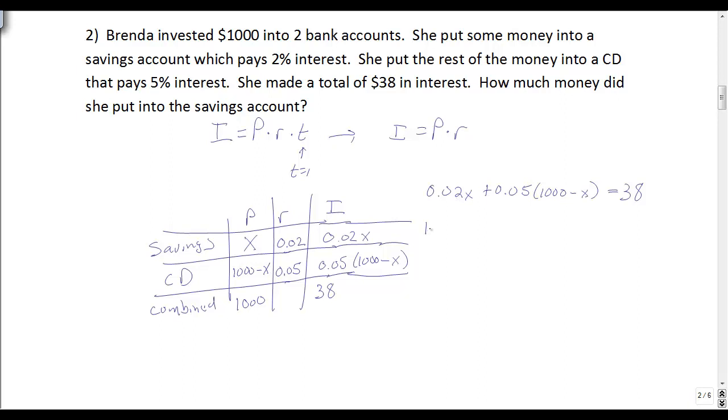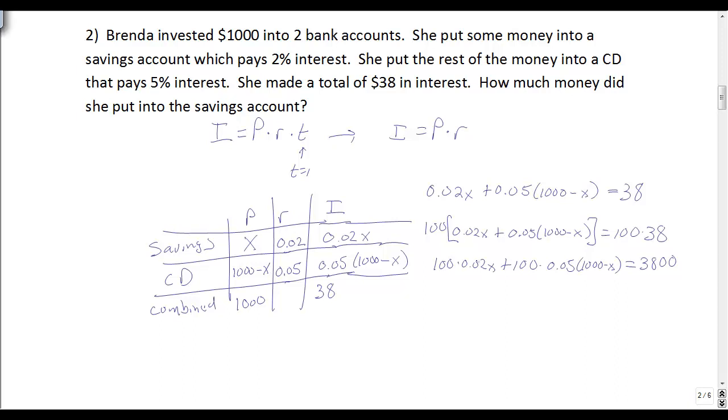So I'm going to multiply both sides by 100 because I have 2 digits after the decimal point at most. So multiply the left-hand side by 100 and the right-hand side by 100 as well. And then this 100 will distribute to the 2 terms split up by the addition. So I get 100 times 0.02x plus 100 times 0.05 times 1,000 minus x equals 100 times 38. I'm just going to tack on 2 zeros to 38. That's 3,800.